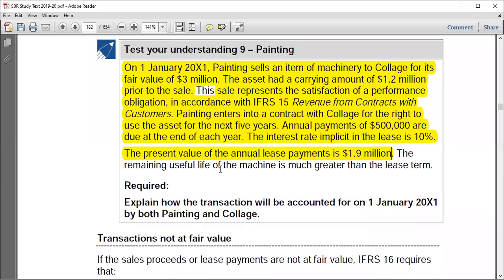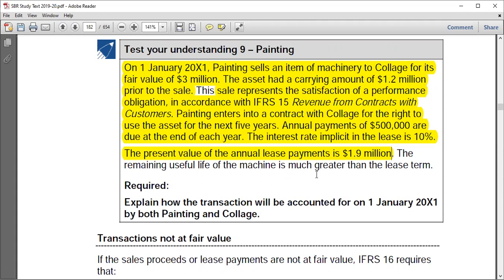The remaining useful life of the machine is much greater than the lease term. I think this is important when it comes to lease accounting, because as for the lessee, we do not care whether it's a finance lease or operating lease. But what does this signify? The remaining life of the machine is much greater than the lease term. It is usually an operating lease.